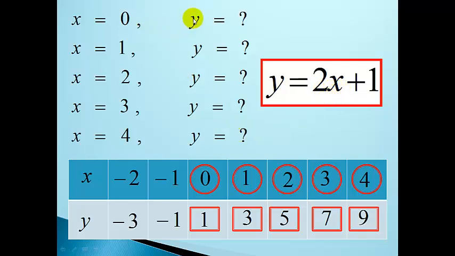Now, after calculating the corresponding values of these x values, this is the completed table you are going to have at the end. So when x equals 0, y will give us 1. When x is 1, y will give us 3. When x is 2, y will give us 5. When x is 3, y will give us 7. When x is 4, y will give us 9. This is the completed table for the relation y equals 2x plus 1 within the given interval.